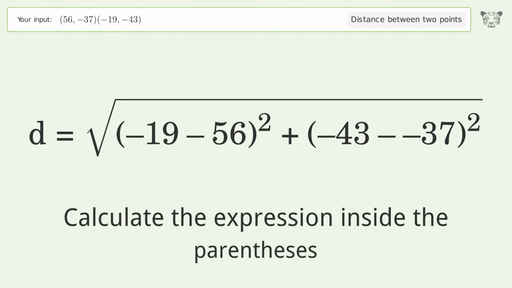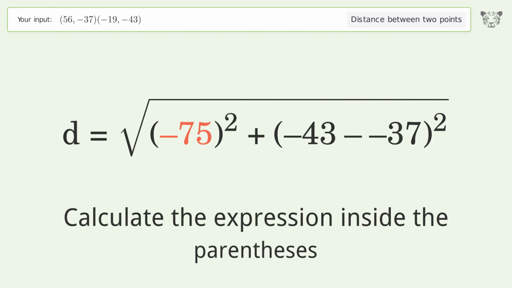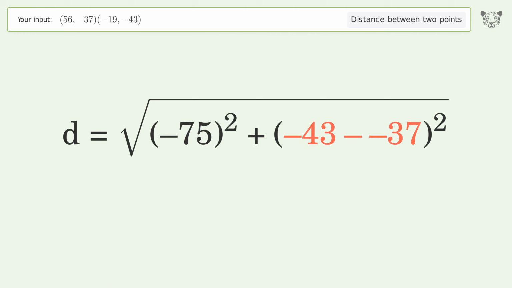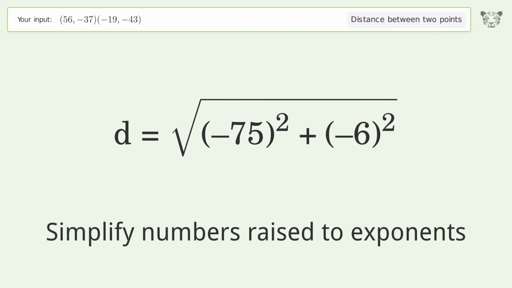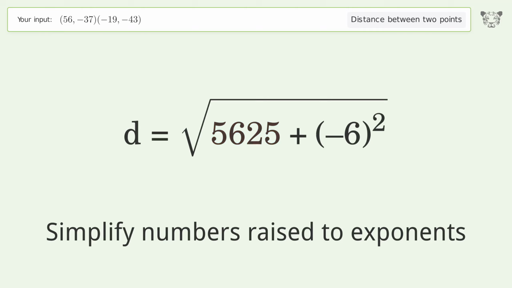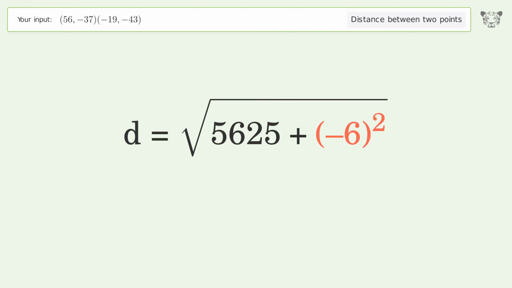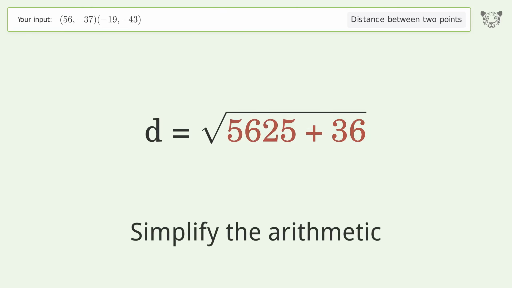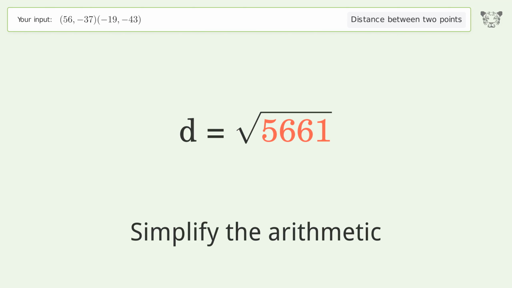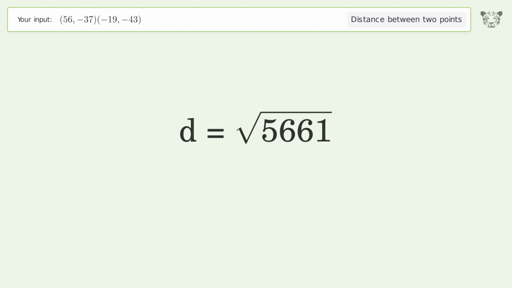Calculate the expression inside the parentheses. Simplify numbers raised to exponents. Simplify the arithmetic. And so the distance between the 2 points is the square root of 5,661, or 75.24.